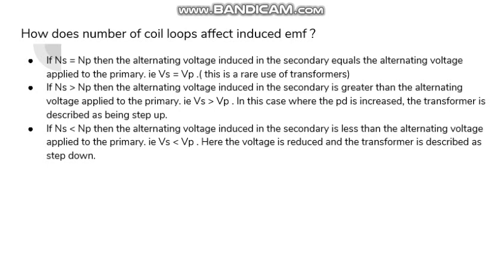Now, if the number of loops in the secondary coil is less than the number of loops in the primary coil, then the alternating voltage induced in the secondary coil is less than the alternating voltage applied to the primary coil. So here the voltage is reduced and the transformer is described as a step-down transformer.